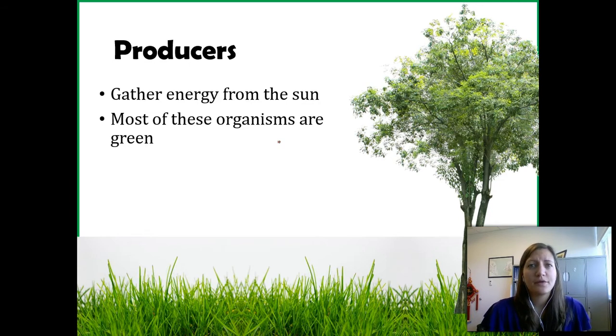So the first group of organisms we'll talk about are our producers. They are getting energy from the sun, so they're not eating anything. And most of these organisms are green. The reason they're green is because they have a chemical in their leaves called chlorophyll. And I think I have this written on another slide as well. This is a green pigment that actually captures the sunlight. And because producers are capturing sunlight, they're all sharing this pigment.